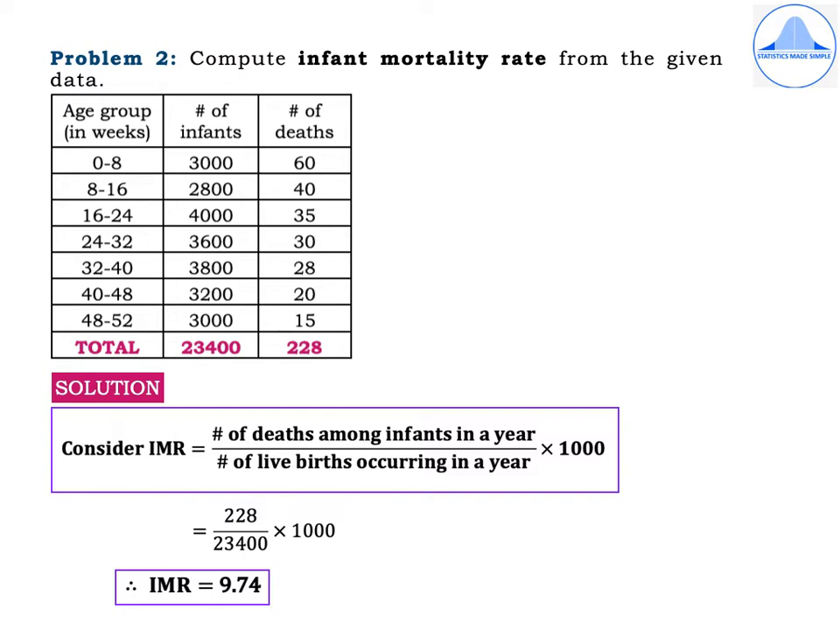So starting with the solution, write the formula. Consider IMR is equal to number of deaths among infants in a year divided by number of live births occurring in a year into 1000. So in the table, I have formed an extra row in pink color, that is the total, and found out the number of infants, which is nothing but the number of live births, which is 23,400, and number of deaths is 228. Substituting these totals in the IMR formula, we get 228 divided by 23,400 into 1000. Therefore, IMR is equal to 9.74.